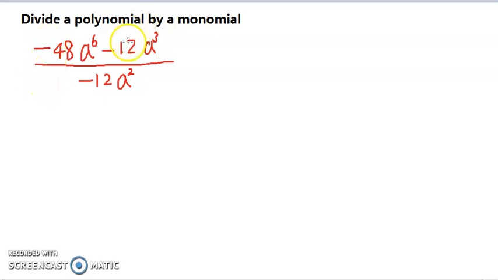Divide a polynomial by a monomial. Before we look at examples, I want to say a few words about the definitions. What is a monomial? Before we talk about monomial and polynomial, I want to distinguish between two definitions.